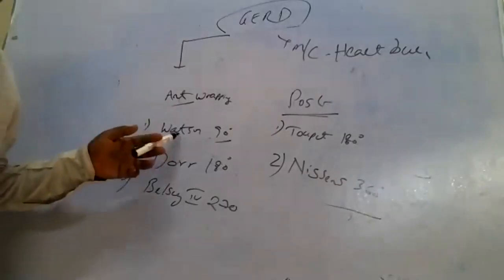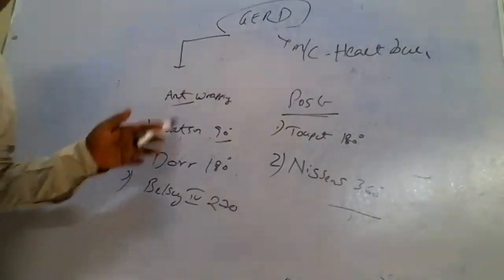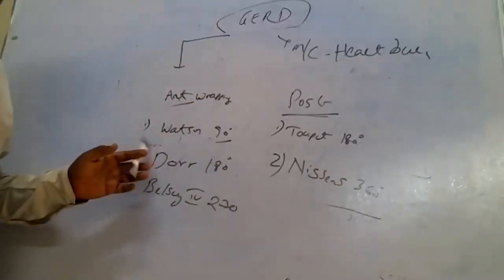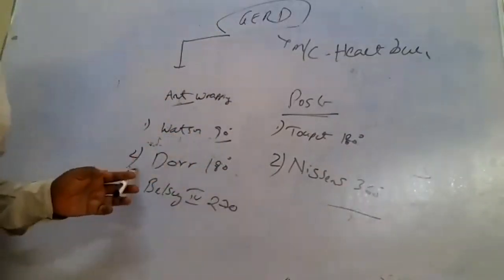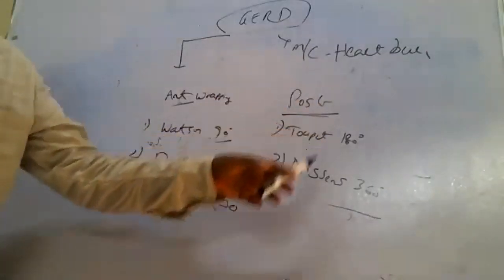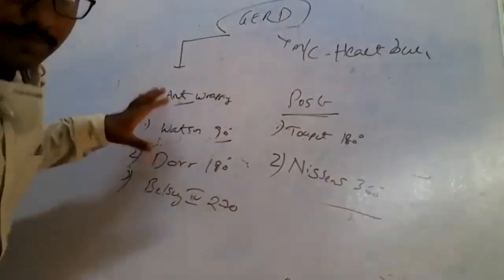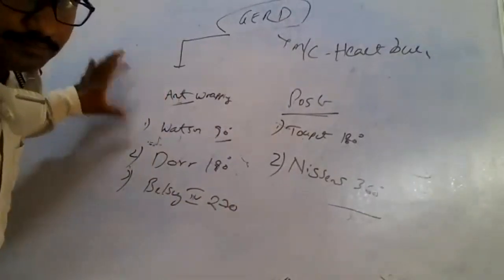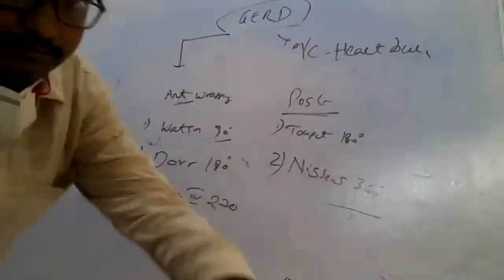Please write down all the names of these surgeries, because they are asked in the entrance exam. If they ask a question on GERD and you write all these answers, you will get full marks and a distinction. So anterior wrapping is Watson, 90 degrees. Dor is 180 degrees. Belsey is 270 degrees. Posterior wrapping is Toupet, 180. Nissen fundoplication, 360 degrees. So these are all the surgeries for GERD apart from the medical treatment. The most common symptom of GERD is heartburn.